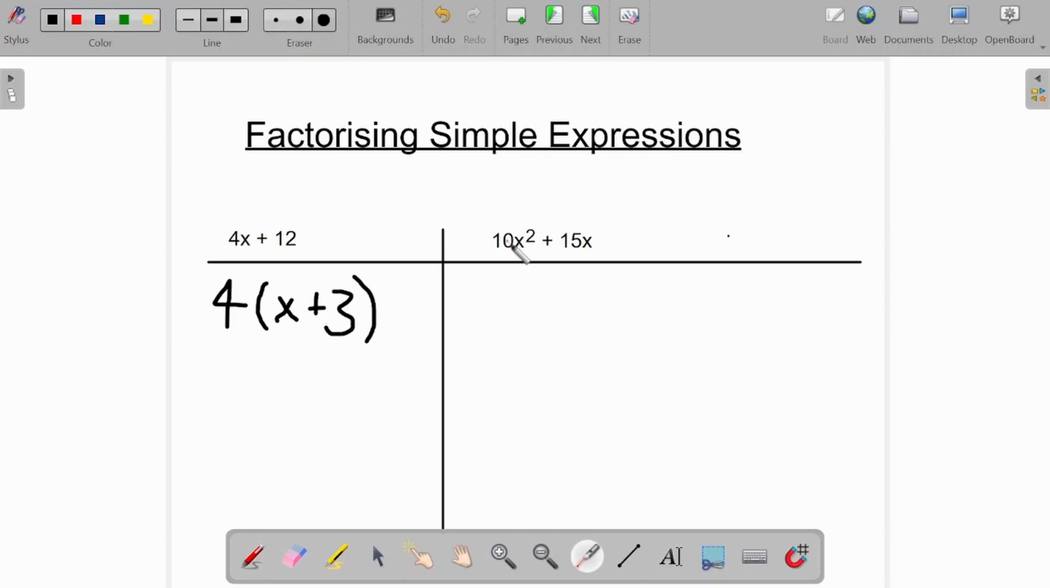Now let's look at this expression. As you can see, these two have a common factor of 5. So we know that a 5 is going to be on the outside. However, they also share a common factor of x because both have at least one x term. So we can also take out that x and then we put the rest in the bracket. So that is 2x plus 3.